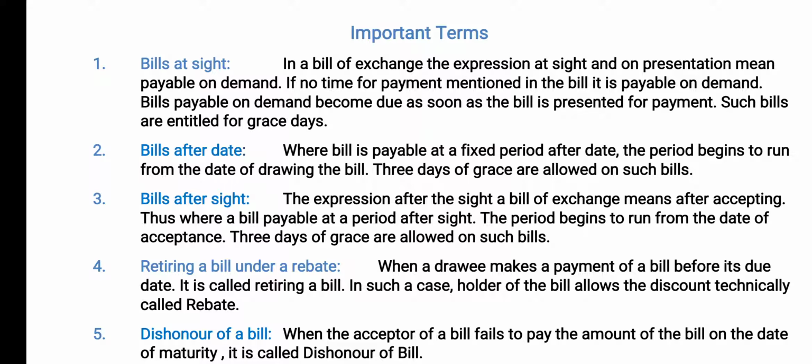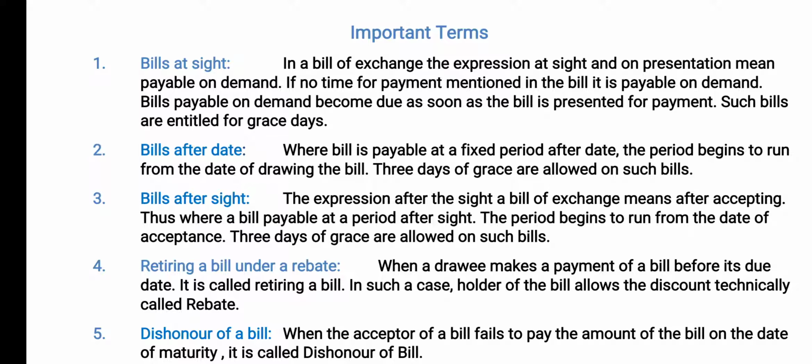So in this, what is going to happen is that the drawer is going to ask the drawee to pay the amount on the above mentioned date, and after the mentioned date comes, he will give 3 more grace days to you, and then you have to pay the money. That bill is known as bills at sight.